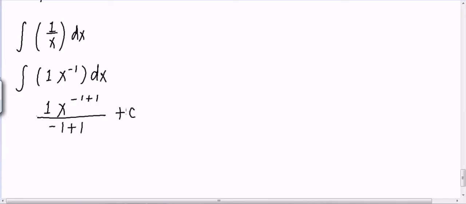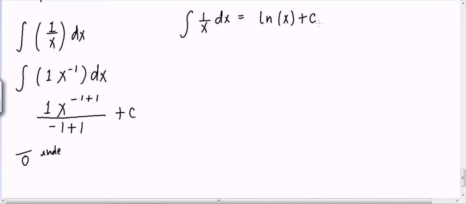Yun nga lang, guys, nagkakaroon ng problema because of this one. Kasi negative 1 plus 1 is 0. So, magiging ano yan? Over 0 siya. At alam natin na ang over 0 is undefined. So, hindi siya pwede sa math. That's why, meron tayong rule para dyan sa ang denominator ay x lang. Okay? So, i-apply nyo yung rule na the integral of 1 over x dx is equal to ln x plus c. Okay? So, ang magiging sagot nyo ay ln x plus c kapag ka-integral of 1 over x.